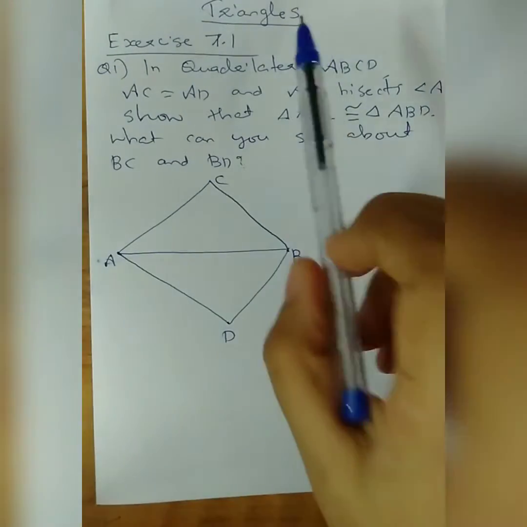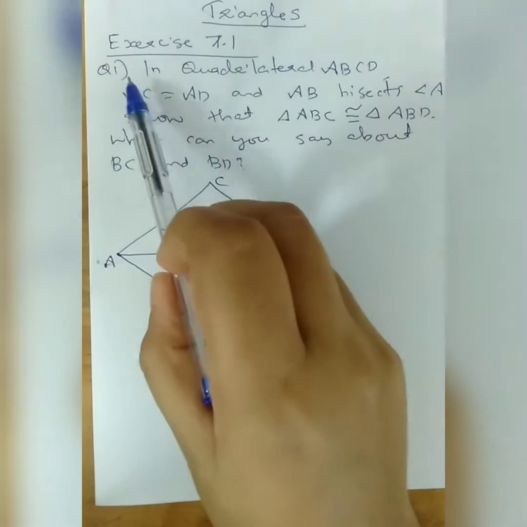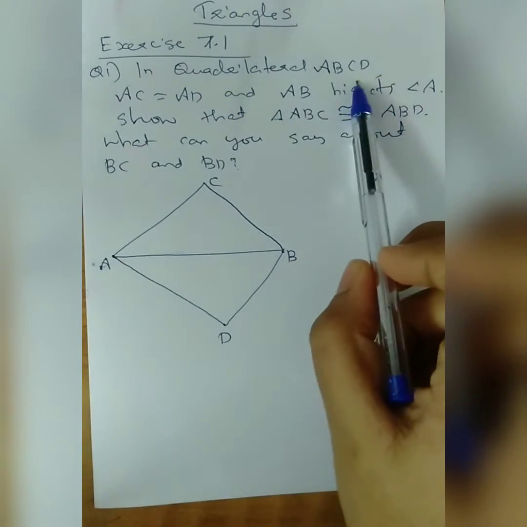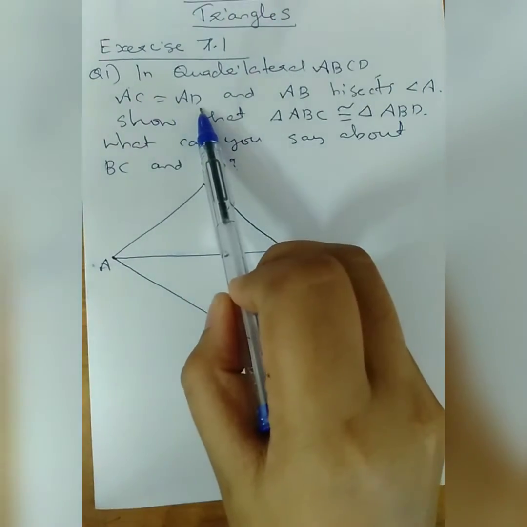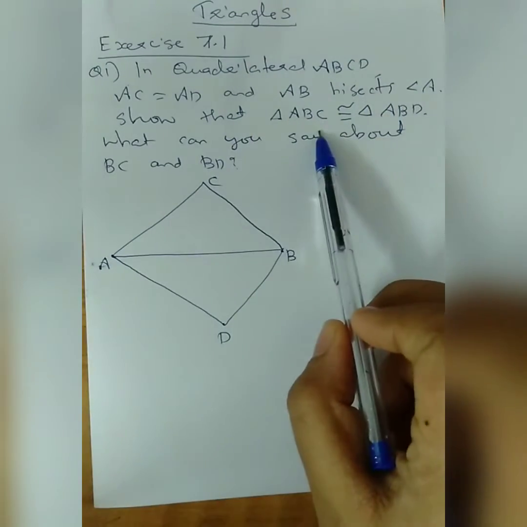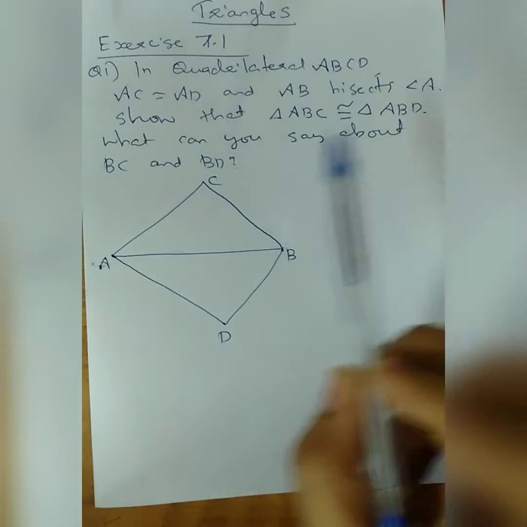Chapter 7 Triangles, Exercise 7.1. The question is, in quadrilateral ABCD, AC is equal to AD and AB bisects angle A. Show that triangle ABC is congruent to triangle ABD.